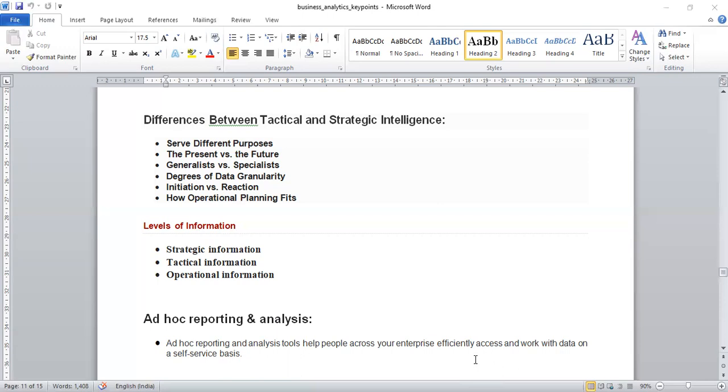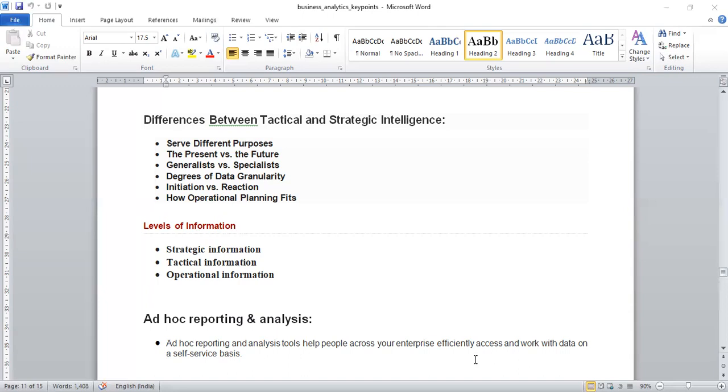So generalists versus specialists. Users of strategic intelligence in an organization tend to be generalists responsible for overall planning and making the big decisions that create and define the organization's future. In business, such generalists are generally the company's board of directors and chief executive officer. Okay, CFO, COO, CIO.